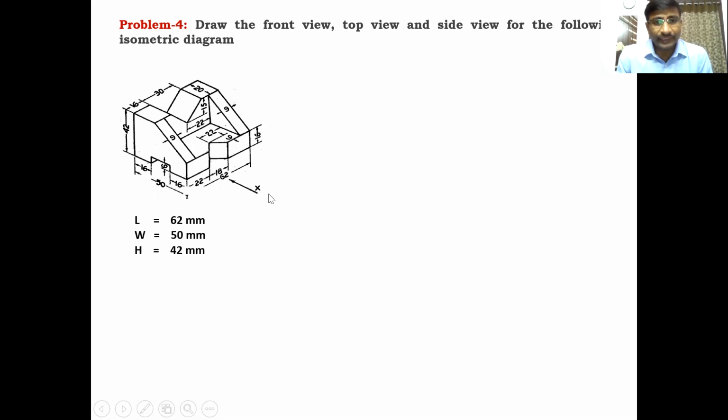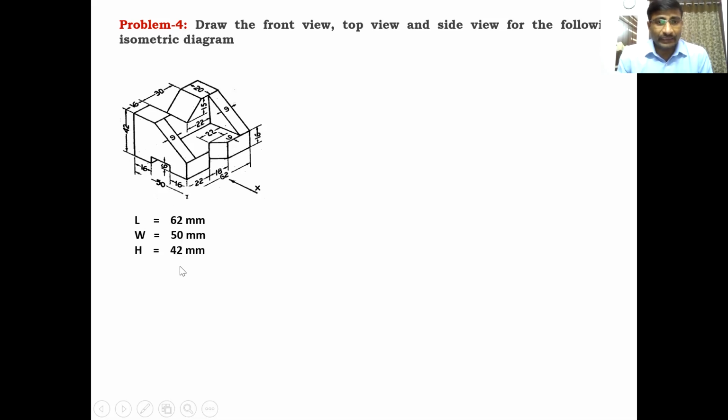Length and ela telustundi ante idi arrow mark pettina direction, front view direction. The front view direction ki perpendicular ga unde direction ni length anta. Okay, this is the depth or width. This is the height of the diagram. Clear? So length is 62, width is 50, and height is 42 for the given isometric diagram.